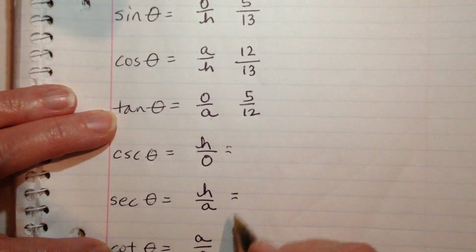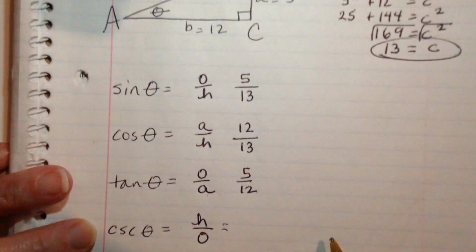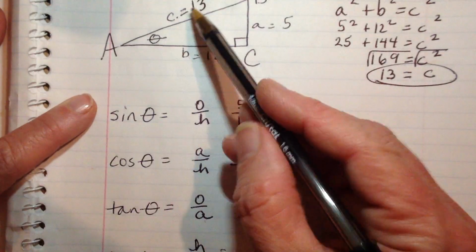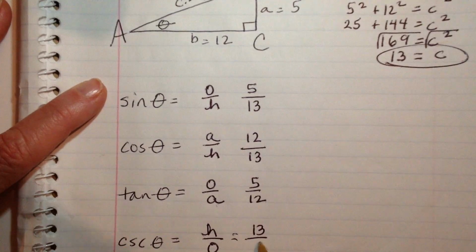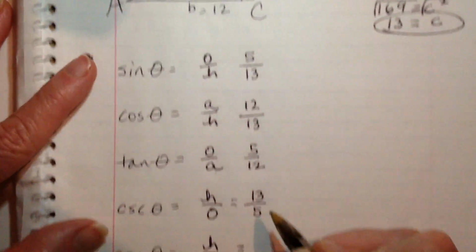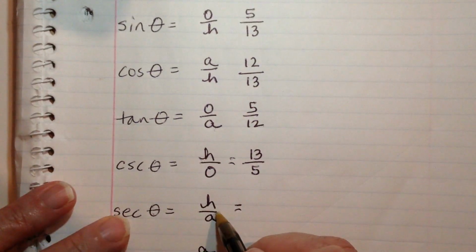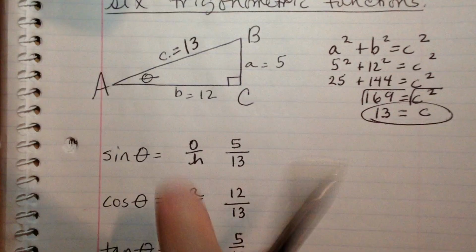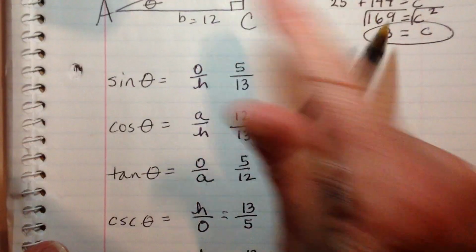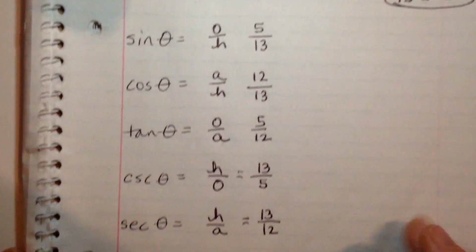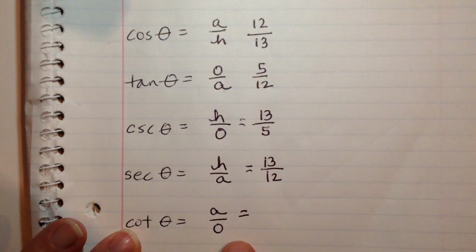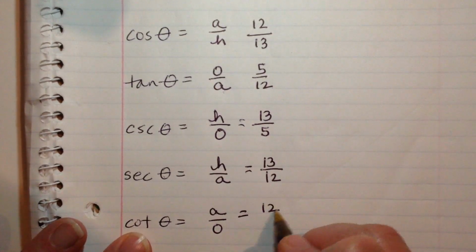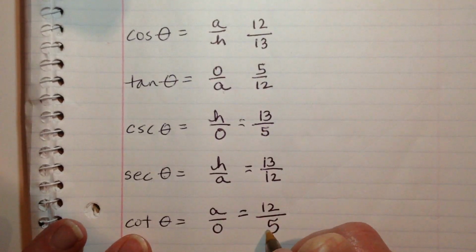So going back and finding the values of each one of these, cosecant, hypotenuse over opposite. Hypotenuse would be 13 over opposite, which is 5, is your cosecant. Your secant is the hypotenuse 13 over the adjacent side. Adjacent of angle A is B, which is 12. Cotangent is adjacent over opposite. The adjacent side would be 12, and the opposite side would be 5.